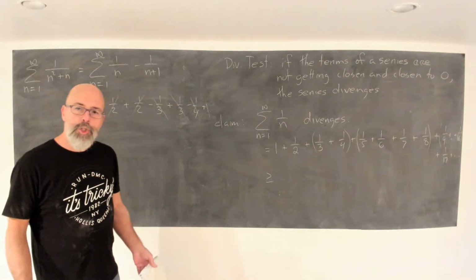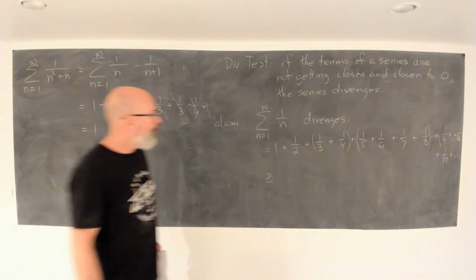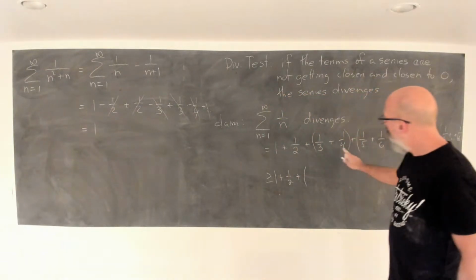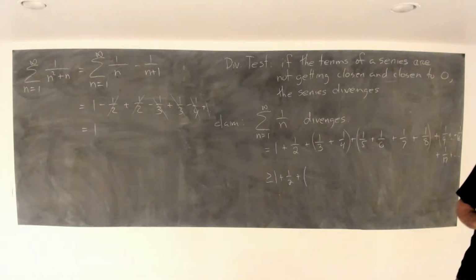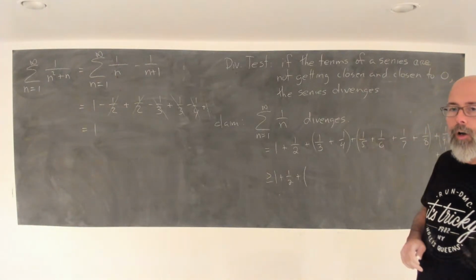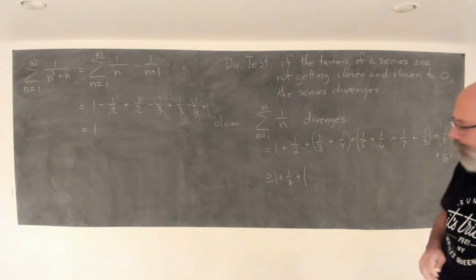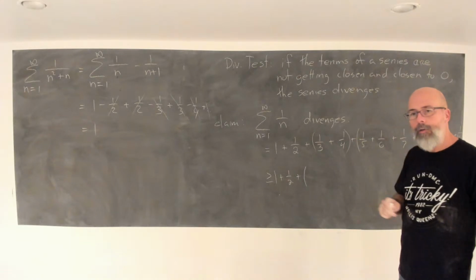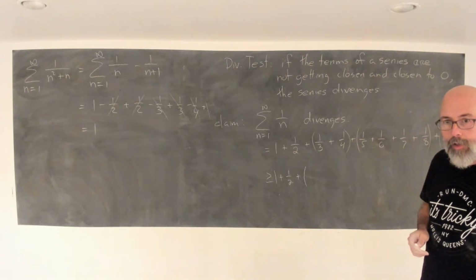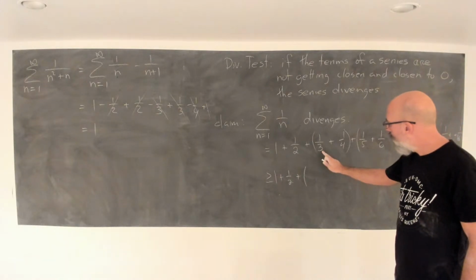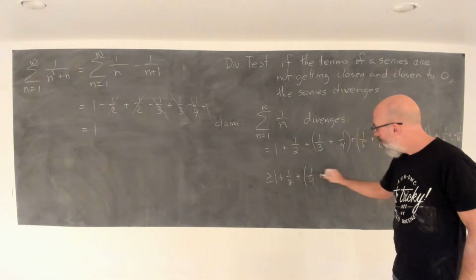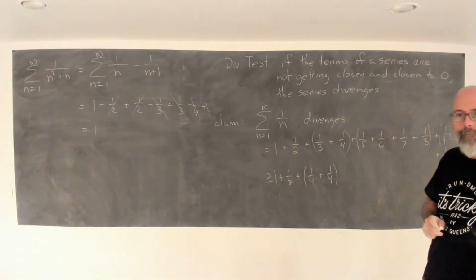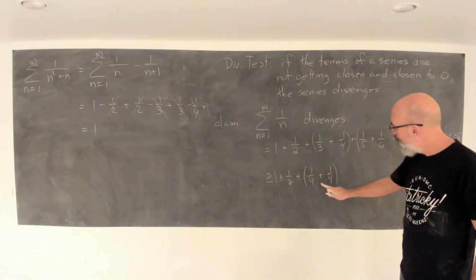And I'm going to make everything smaller by replacing the terms in the brackets by the smaller of all the terms. So which is smallest between 1 over 3 and 1 over 4? Of course, you know that it's 1 over 4. So I'm going to replace this 1 over 3 by a 1 over 4. I'm therefore making everything smaller. This is bigger than this.